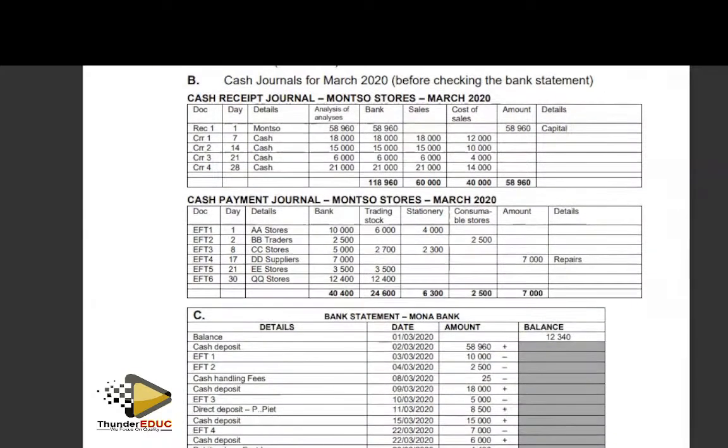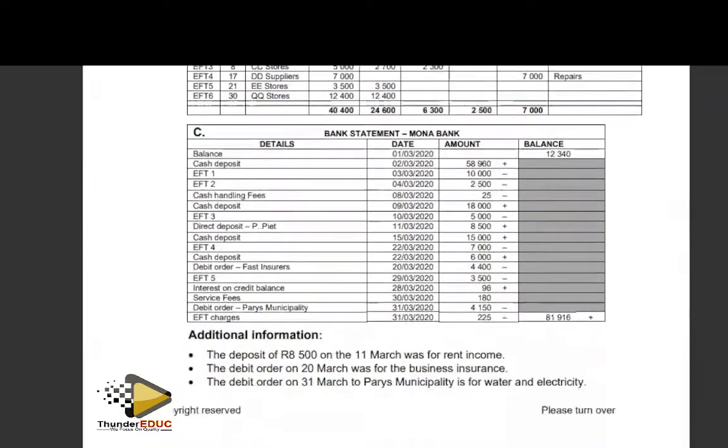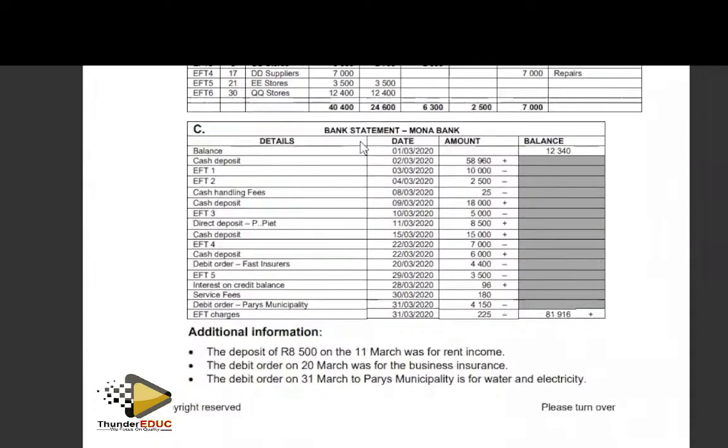Then part C, you have a bank statement. Now, some of you may have bank accounts. If you don't have a bank account, your parents have bank accounts, so every month they receive bank statements. Now, you need to understand what's going on here. This bank statement is coming from the bank.